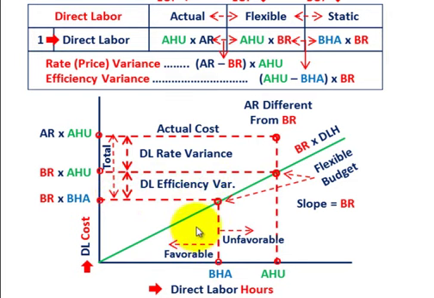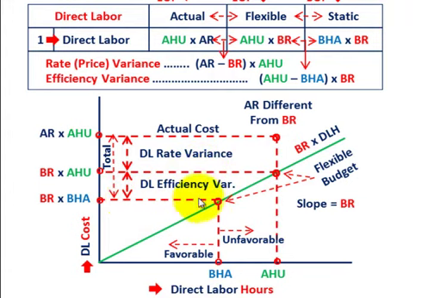Anything favorable, when we talk about favorable, that's good. That's helping our bottom line or our income. That is anything on or below the budgeted hours allowed. So those would be favorable variances, and that would be anything below our budgeted rate times our budgeted hours allowed for our direct labor costs. Okay, so we've laid it out in our graph form.